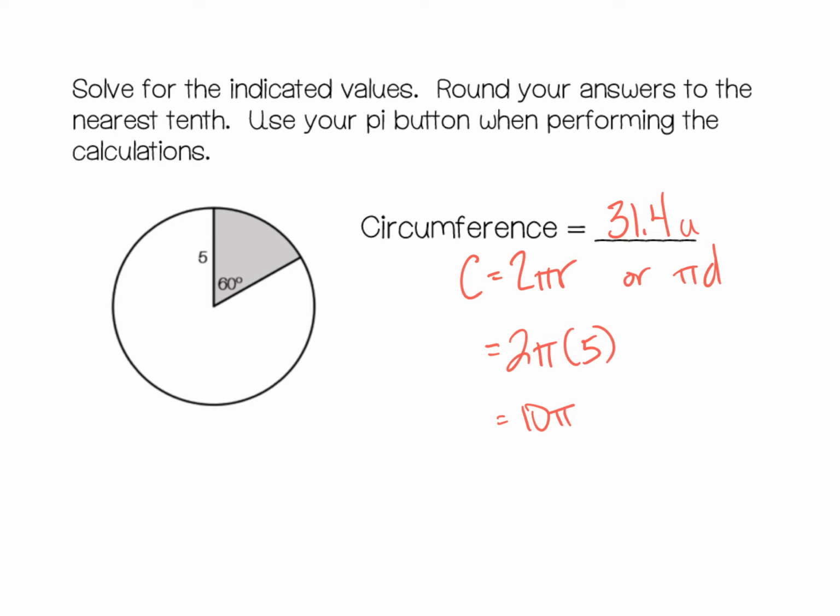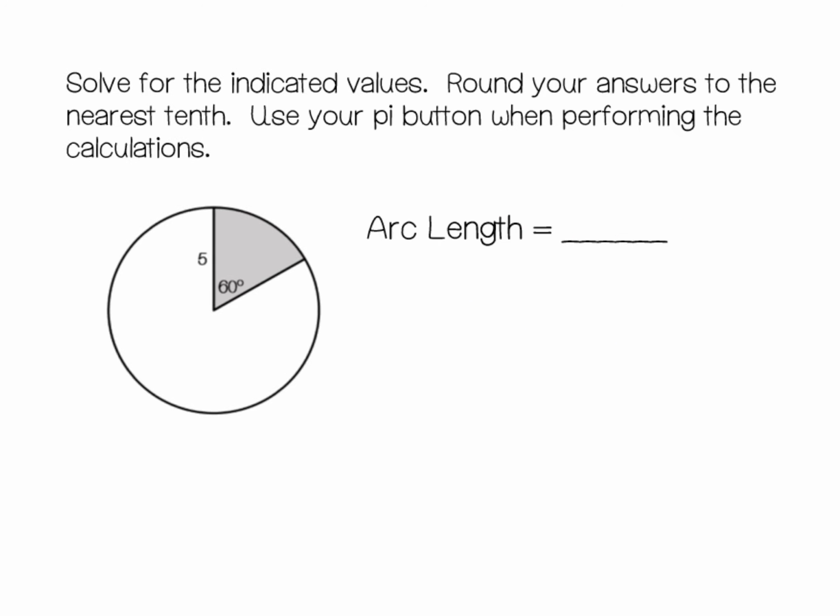Okay, so that's circumference. Now I want to find the arc length. So I really just want this part of the circumference right there. So arc length, if you remember, it's the arc over 360 times circumference, so 2 pi r. Which we just found circumference, right? That was 10 pi. In this case, my arc is 60 degrees. So I have 60 over 360 times 10 pi. And I'm just going to type that all right in my calculator. So 60 divided by 360 and multiply that by 10 pi. And I have 5.2.